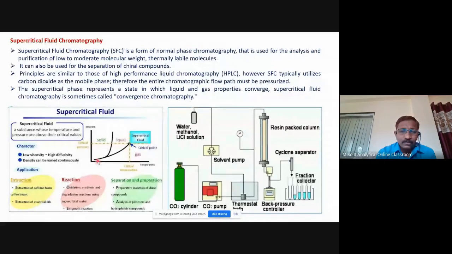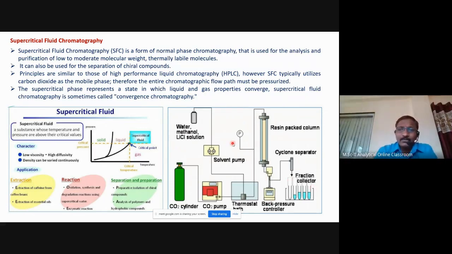If you observe the diagram, it is almost similar to that of HPLC. Instead of the carrier gas only, here we use the CO2 cylinder. A CO2 pump is there, a thermostat, and we have to pass it over here, and this is the mobile phase solvent pump, and they can be passed through over here. These are the column, and by using a back pressure regulator, we have to control the pressure, and we have to collect the fractions.